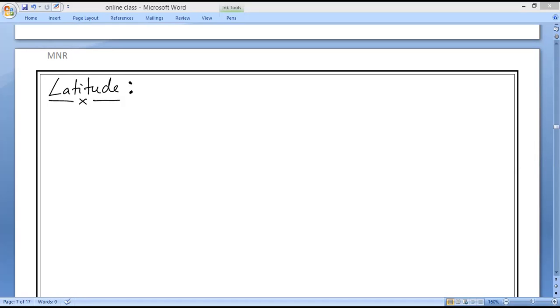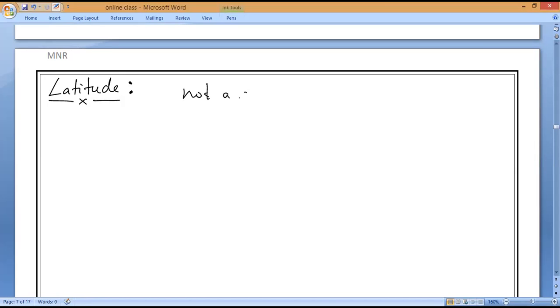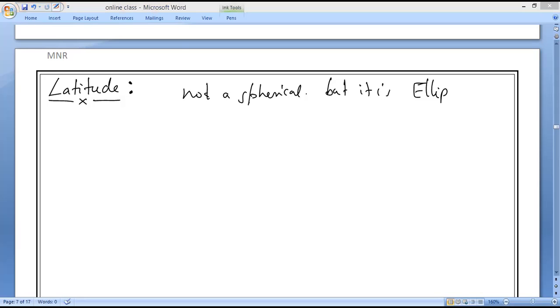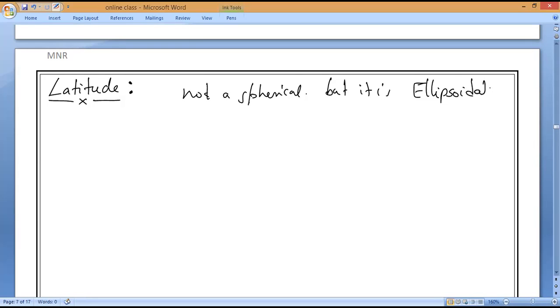What is the shape of the earth, everybody? It is not a spherical shape. What is the shape of this one? It is ellipsoidal. Please remember, ellipsoidal.